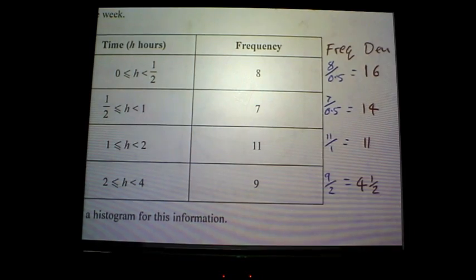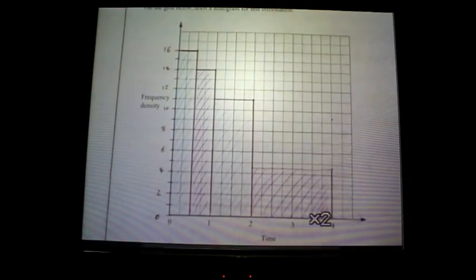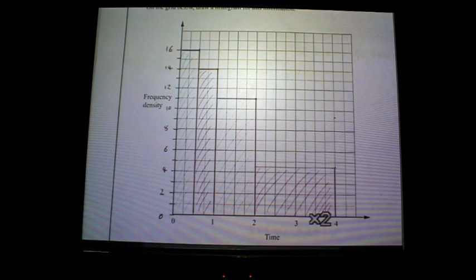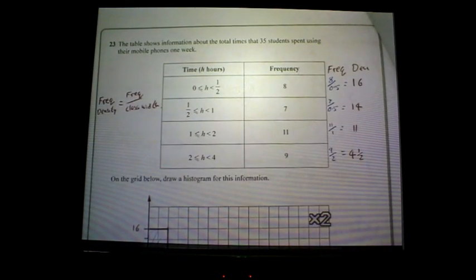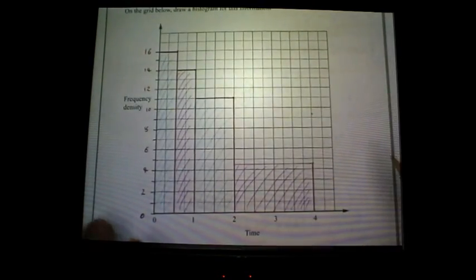So what's the highest got to go up to? 16. On the axis down here, they usually fit quite nicely. Look, you can go up to 16, which is what I've done, and just plot on your data. And that's all you've got to do. So there's your data. So there you go. And there is your histogram down the bottom. Should be nice, easy marks, that.